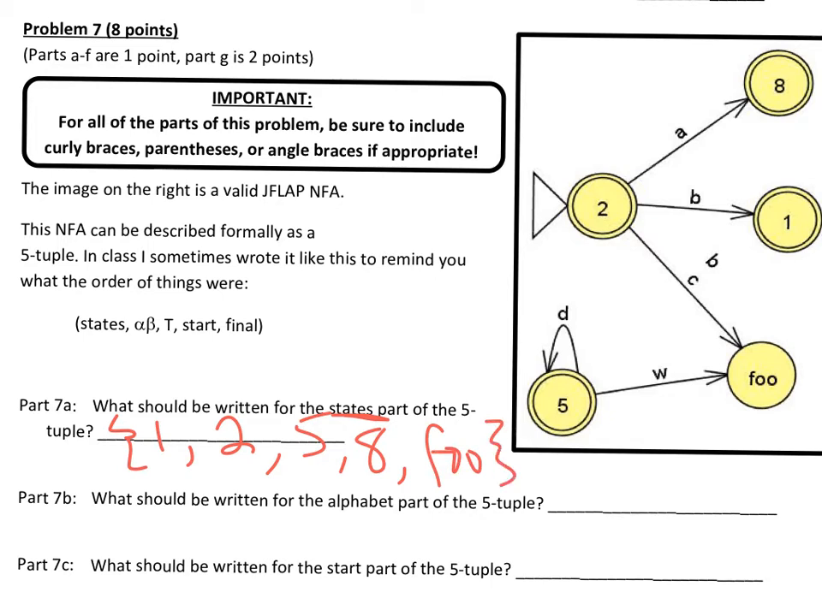All right. And what's the alphabet part? Well, the alphabet is whatever's written on all the transitions, as long as there's no lambda, because you can't have lambda. Lambda's never part of an alphabet, right? But so what do we got? We got A, B, C, D, and W. And again, it's important that you put that in a set because I said important up here.